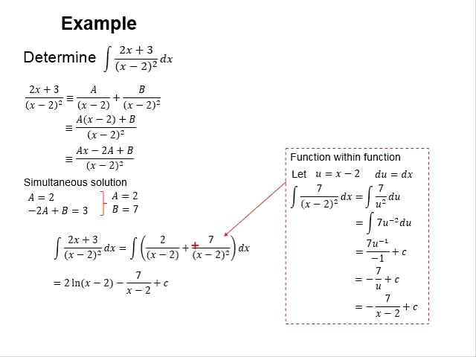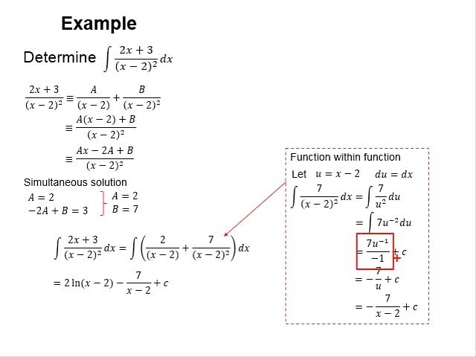However, you see there is a function within a function here. So you will use this as u, and then du will be equal to dx. Convert this in the form of u and du. It is given that dx is equal to du. You can change the dx directly into du in this case. This gives you 7 divided by u squared, which is 7 multiplied by u to the power of negative 2.